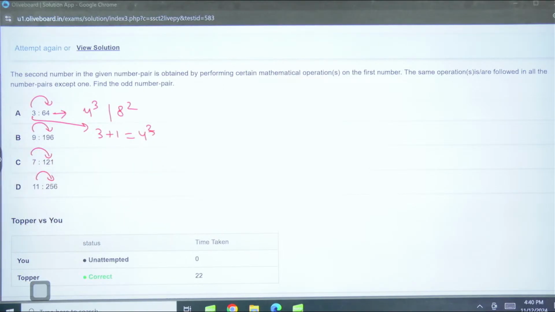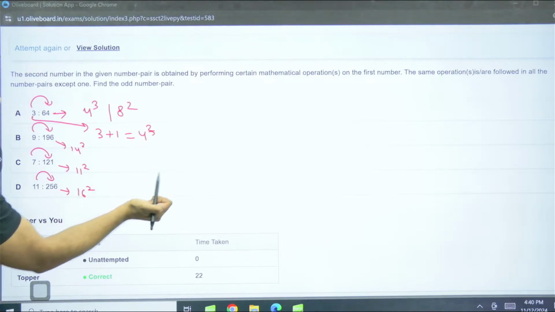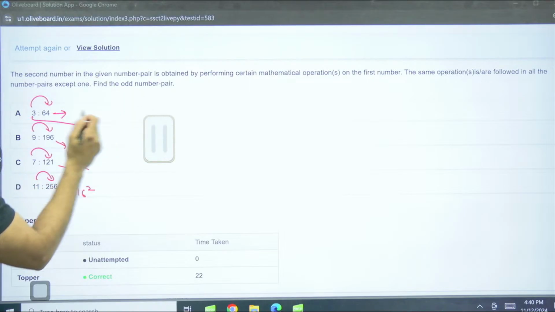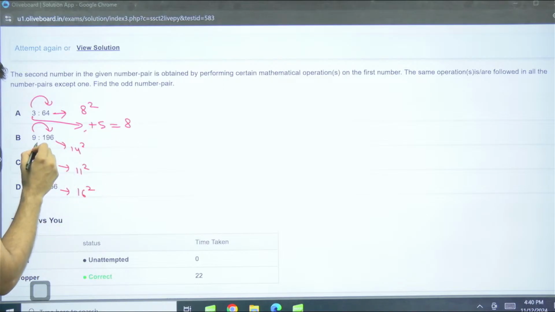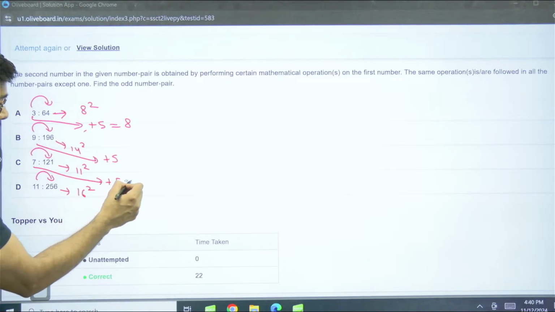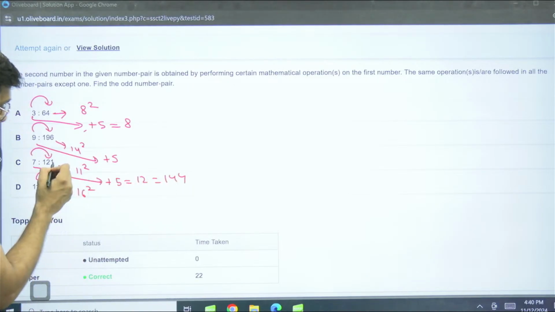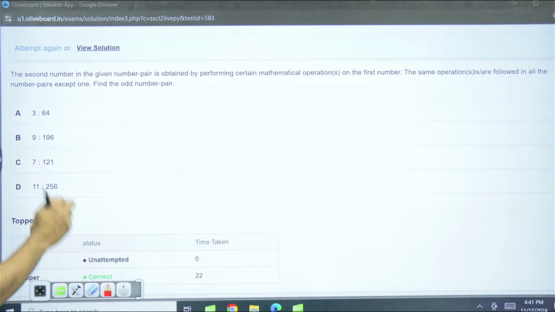But the same logic will not apply to any other number, because all are squares. This is the square of 14, this is the square of 11, and this is the square of 16. So we need to apply the square logic. 64 is 8 square. Adding 5 to 3, we get 8. Adding 5 to 9, we get 14. Adding 5 to 7, we should get 12, and 12 square is 144, not 121. So C should be the right answer. Similarly, 11 plus 5 is 16 and 16 square is 256. Let's mark C.